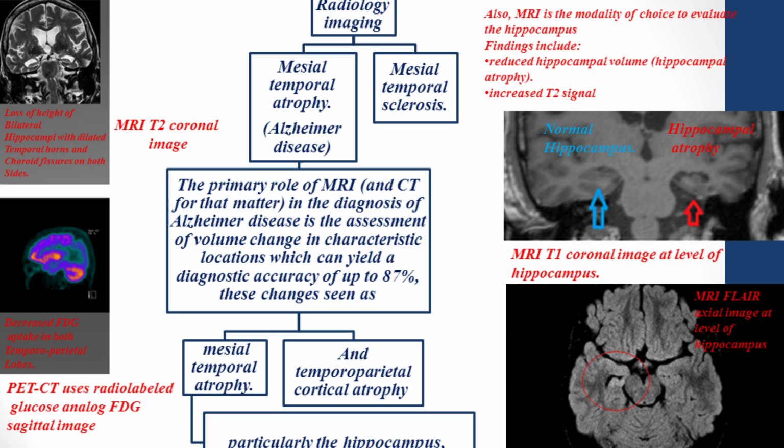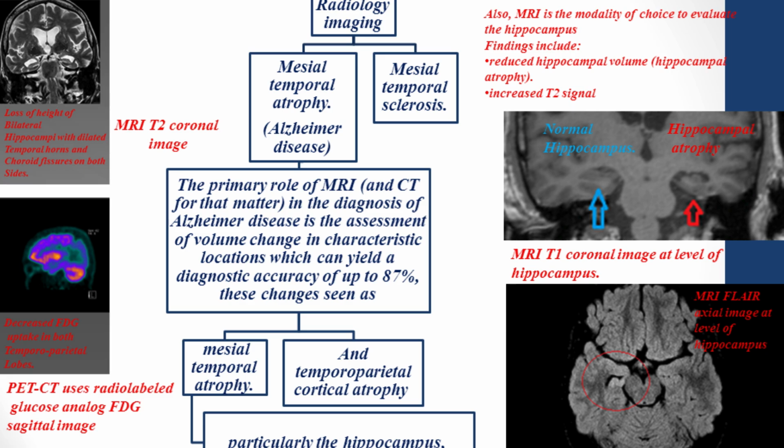On the left, we can see an MRI T2 coronal image showing loss of height of bilateral hippocampi with dilated temporal horns and choroid fissures on both sides. And we have another image, a PET-CT using radio-labeled glucose analog FDG, sagittal image, which shows decreased FDG uptake in both temporoparietal lobes.